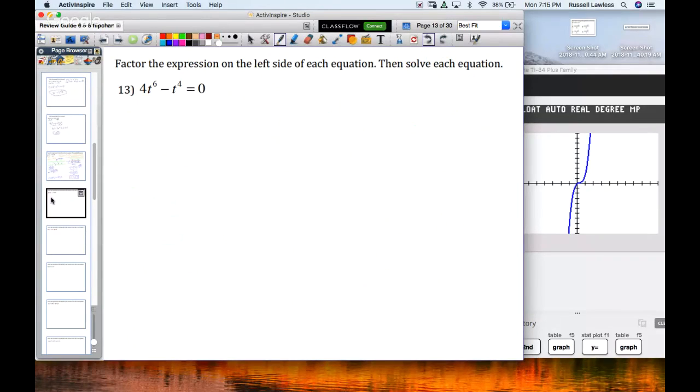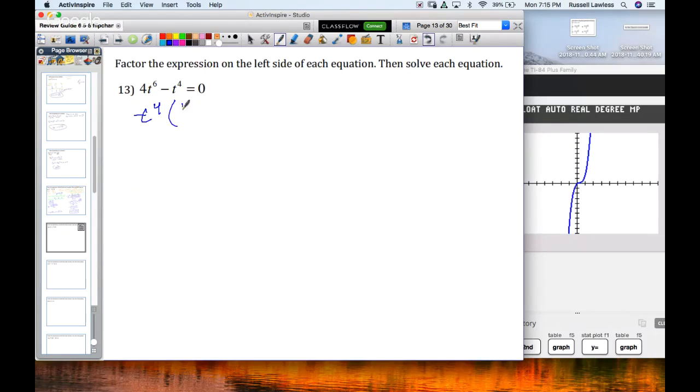So looking at 13, what we're going to do is try and factor this. Now, when we're factoring this, we need to look and see what's in common. Notice that I have a t to the 4th in both of these. So I can factor out t to the 4th, and that'll give me t to the 4th times 4t squared minus 1 is equal to 0. So that 4t squared is a pretty unique one because that's essentially the difference of perfect squares. So that'll be t to the fourth times 2t plus 1 times 2t minus 1.